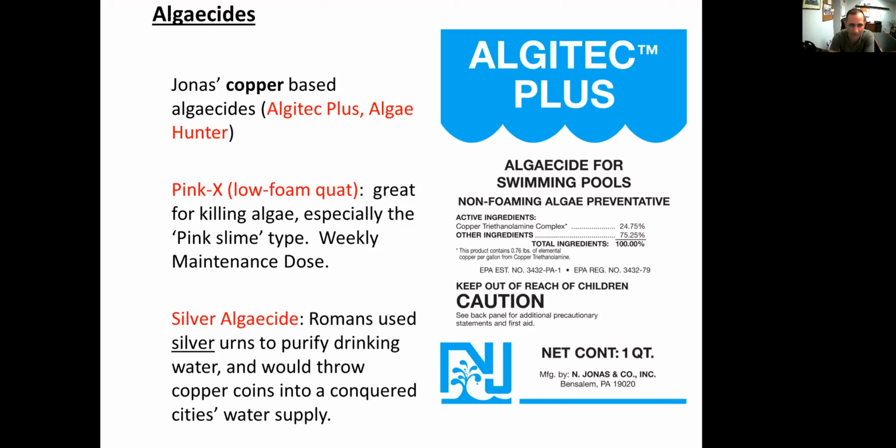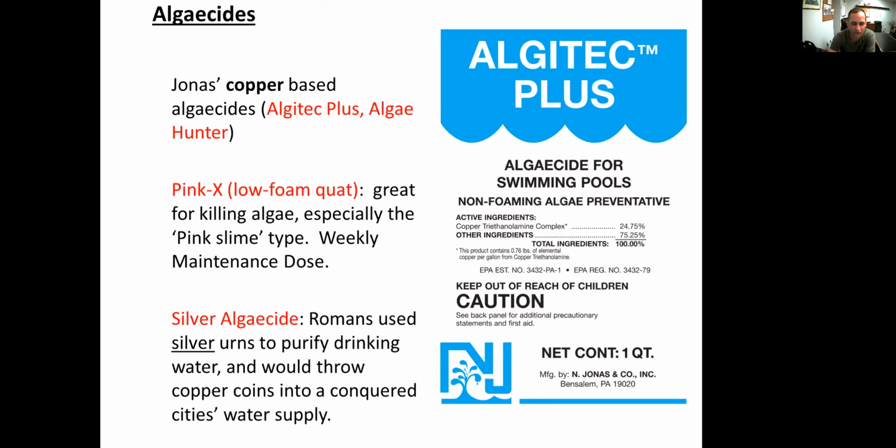Another kind of algicide is the metal-based ones. We have a few different copper-based algicides. Algitech Plus and Algae Hunter are a little bit different formulations. This label's for the Algitech Plus, which is a sequestered copper complex. Any good copper algicide should be sequestered. It should not just be elemental copper, or just copper sulfate. It has to have some type of sequestering for it to be a good quality algicide. That's what helps it from coming out of solution and staining the pool.